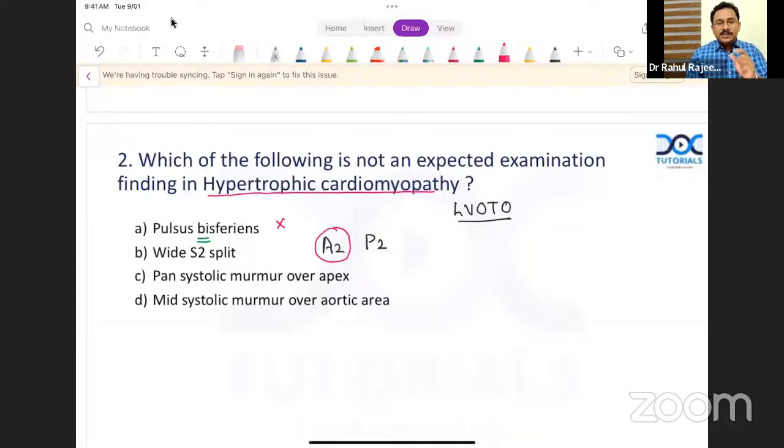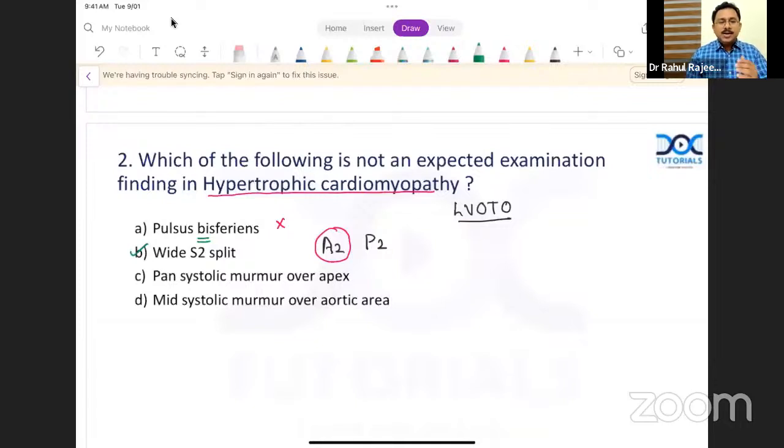And in severe hypertrophic cardiomyopathy, you can also have a reversal of the split, also known as paradoxical split, wherein P2 happens first, followed by A2. So wide S2 split is not an expected finding. What is expected is a paradoxical or reversed split. So I think I'm going to go with that as the answer, but I'll just have a look at the other two options as well to be doubly sure.